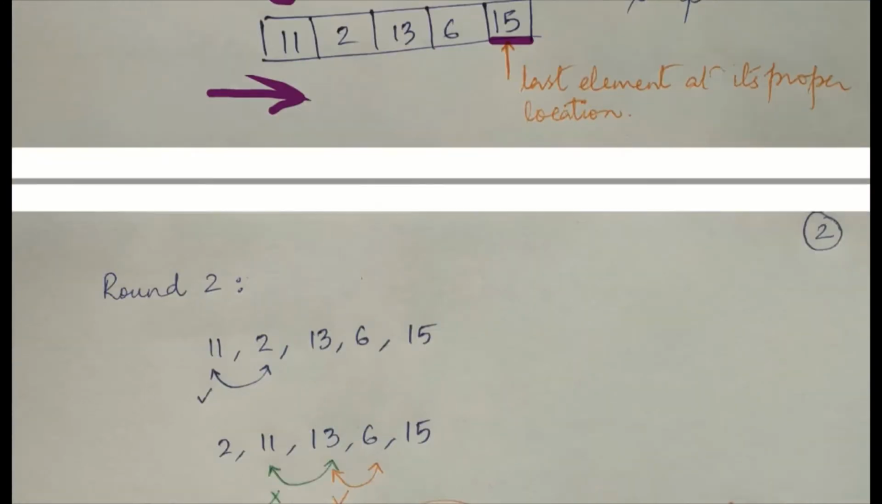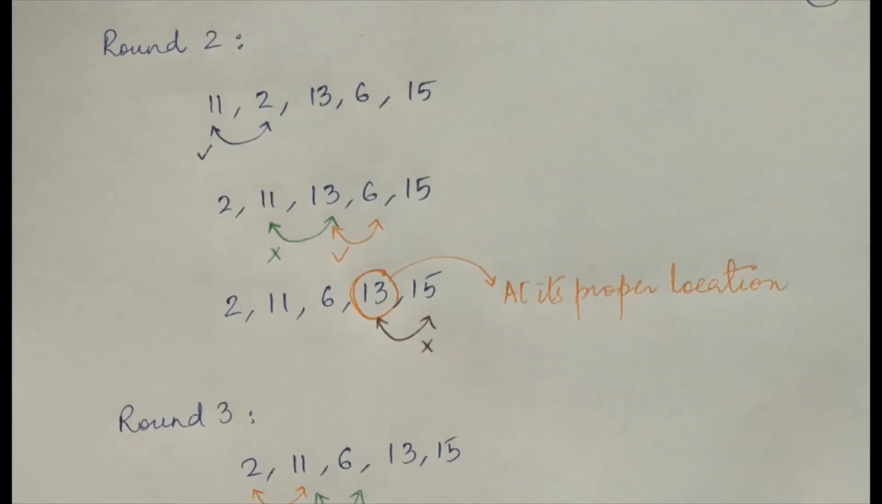Then round 2, again we do the same thing. You compare adjacent elements. You compare 11 and 2. They are not in ascending order, so you will swap. Then 11 and 13, they are in proper order. Then 13 and 6, so you swap, and then you get this. Then you compare 13 and 15, so they are in order. So now you see the second maximum element is at its proper location at the end of round 2.